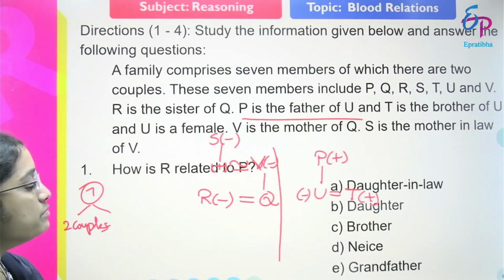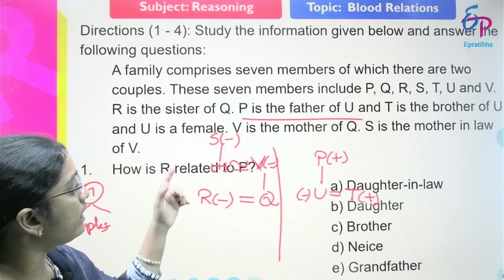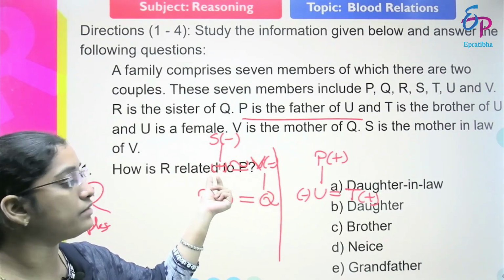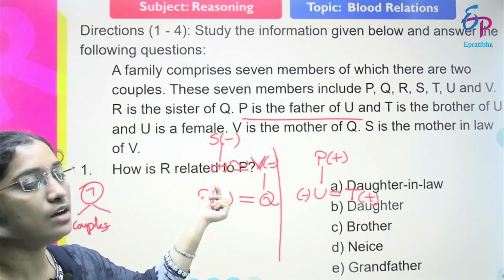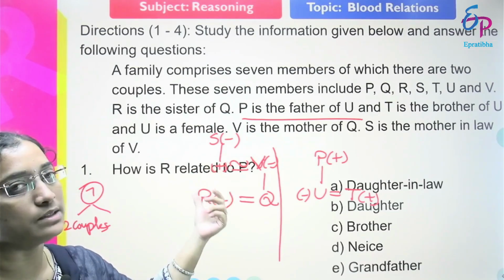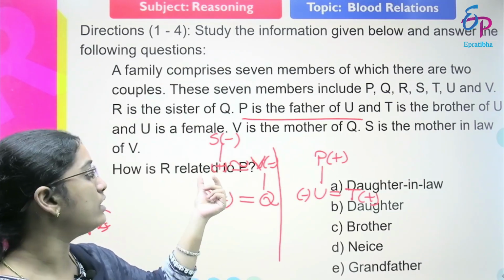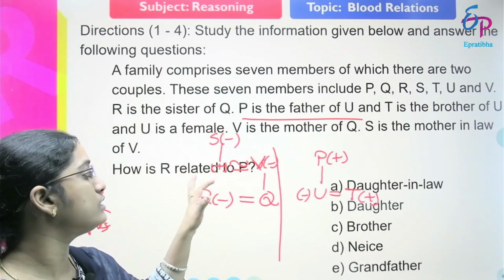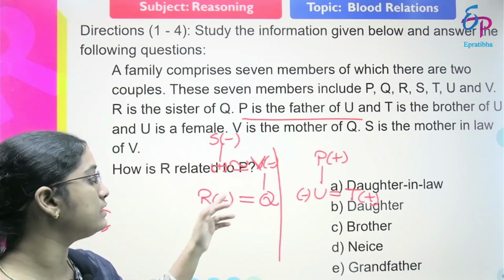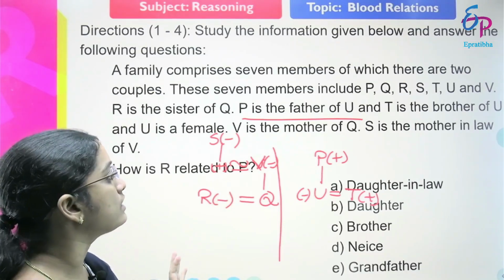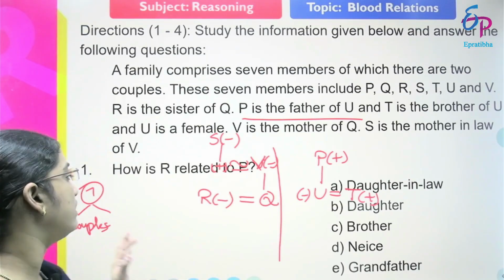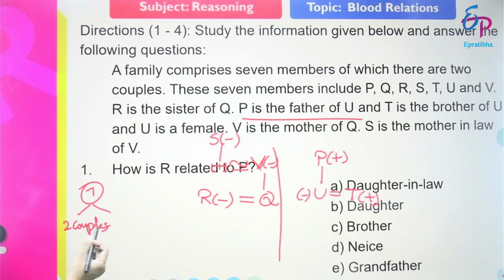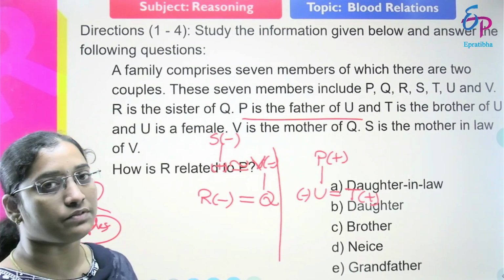Yes, just observe here. S is mother-in-law of V means definitely we need to take the husband of V, right? So V's husband's mother is the mother-in-law of V. So here we need to take one plus symbol. But what is the name of that plus symbol? We don't know. That means V's husband's name we don't know. In our question, out of 7 members, they clearly mentioned 2 couples are there. So definitely we need to satisfy 2 couples, right?